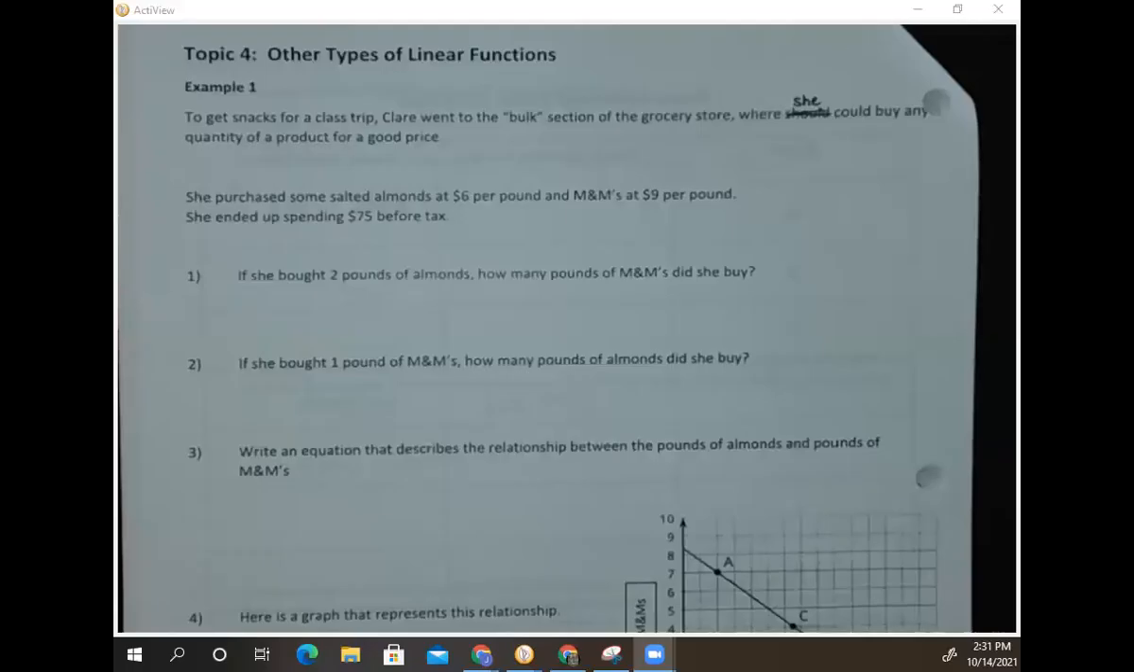Okay, we're on page 110 today. Yes, 110.